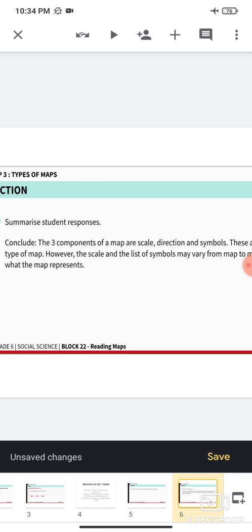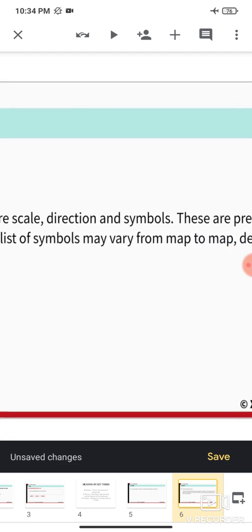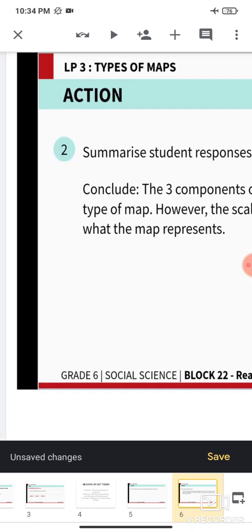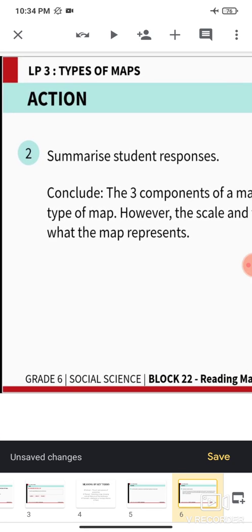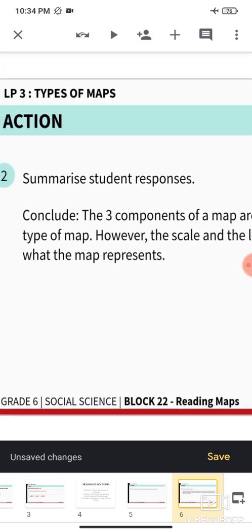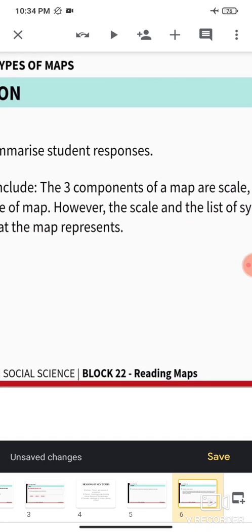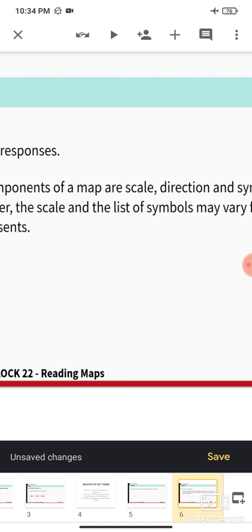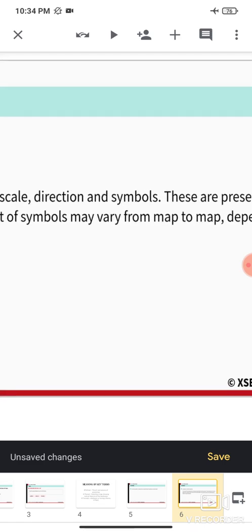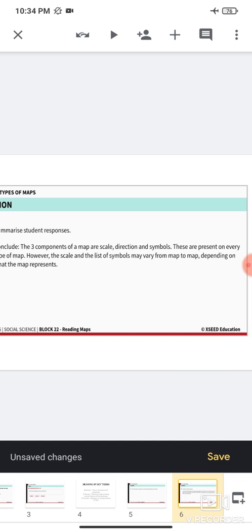However, the scale and the list of symbols may vary from map to map, depending on what the map actually represents. So in every type of map you will find the scale, the direction, and the symbol, but the scale and the list of symbols may differ from one map to another, depending on what the map is representing. Am I clear?